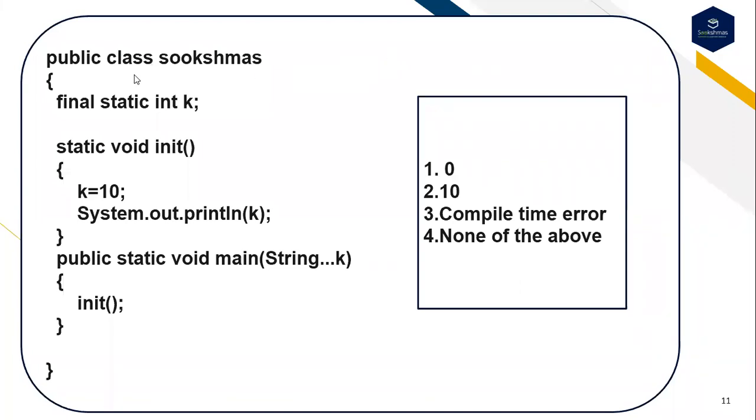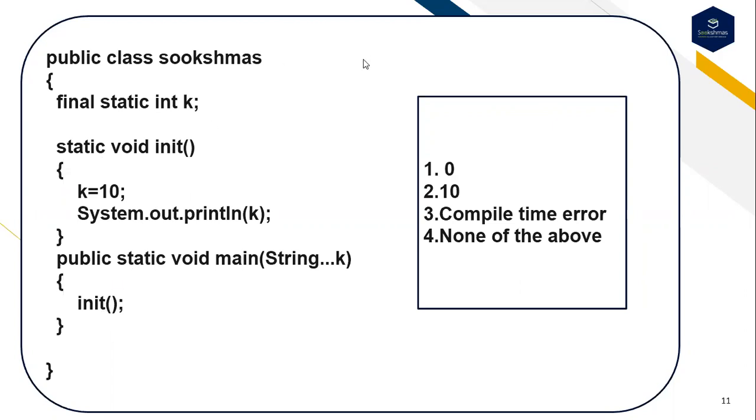The fourth question, guys: public class Sukshmas, final static int k. This is final and also static. Inside the static method, I'm performing the initialization for the variable k and trying to print the value of k. The execution of the program begins from public static void main. Here I'm directly calling the method. Since it's a static method, there is no need to create an object, so I'm directly calling it.